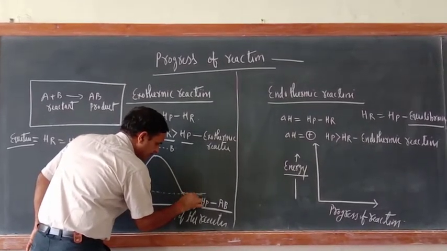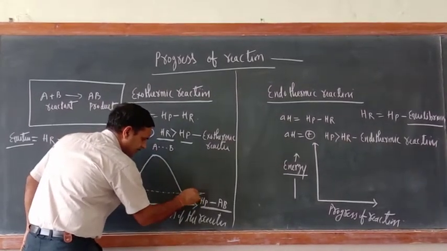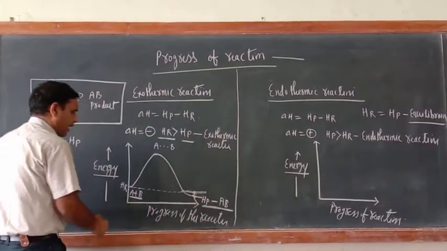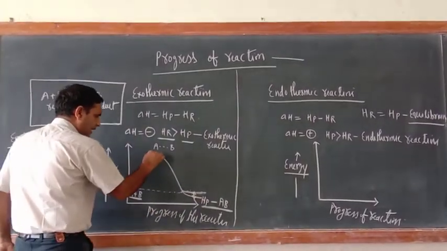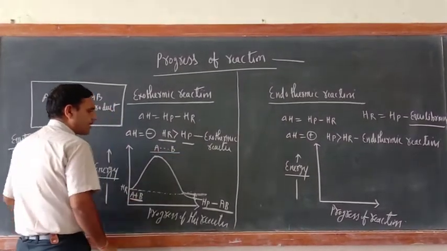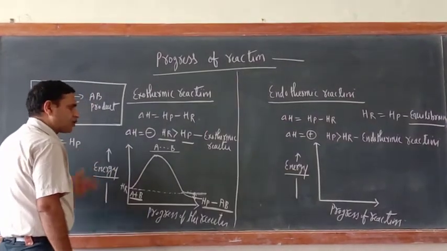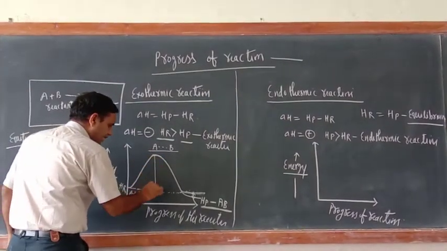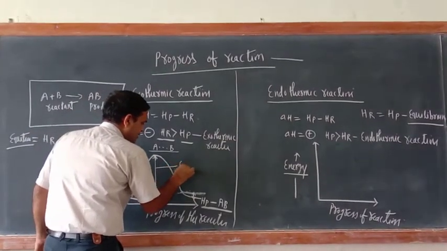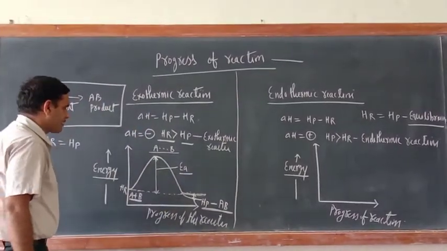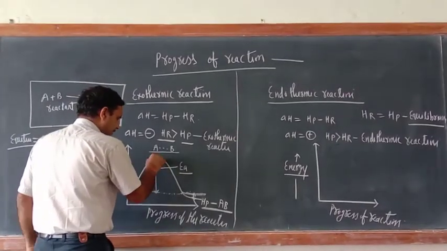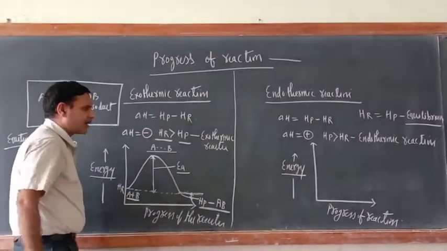See, that much difference is there. At this much, reactant energy is more than that of product. Now try to understand. Here at P, you know that activated complex only forms when reactant energy is equal to activation energy. So this value is known as activation energy, EA. I hope that you have got the progress of the reaction. So this is activation energy for exothermic reaction.